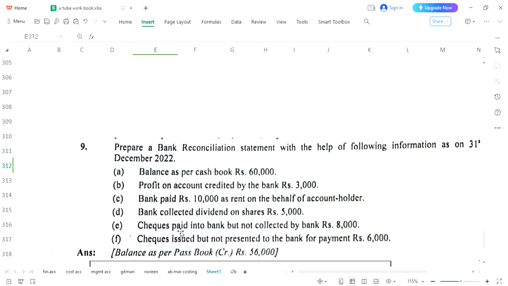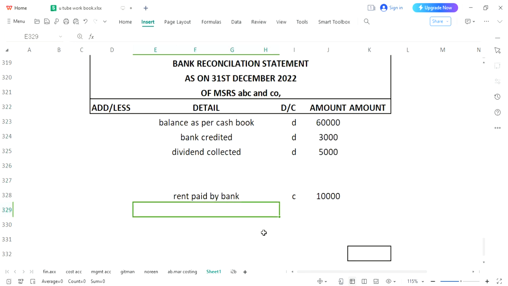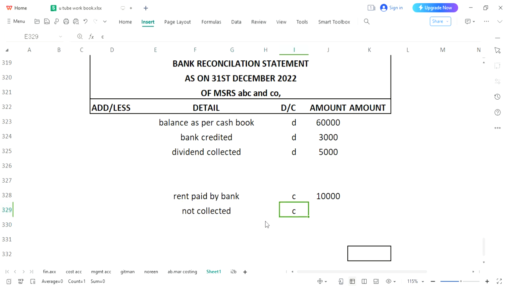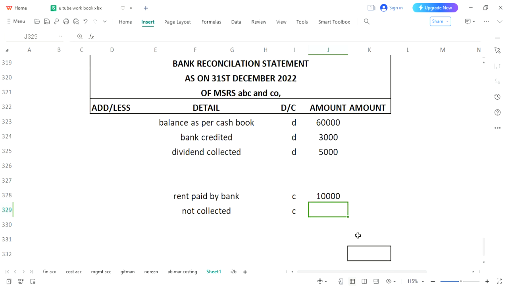Now the next entry, checks paid into the bank. What we search for in paid in, as you know, is not credited, uncredited, uncollected, not collected. So the name is clearly mentioned, it is not collected. The rule says not collected should be credited, uncollected credit. So here you will mention credit as not collected. We will write the same name which is mentioned in the book, and the not collected amount is 8,000. Just write down 8,000 over here, and that's all.